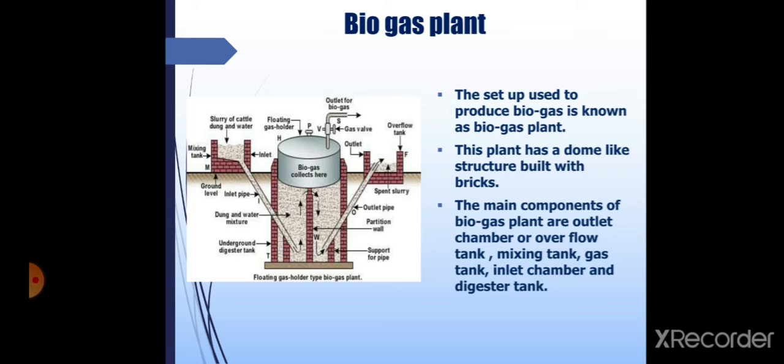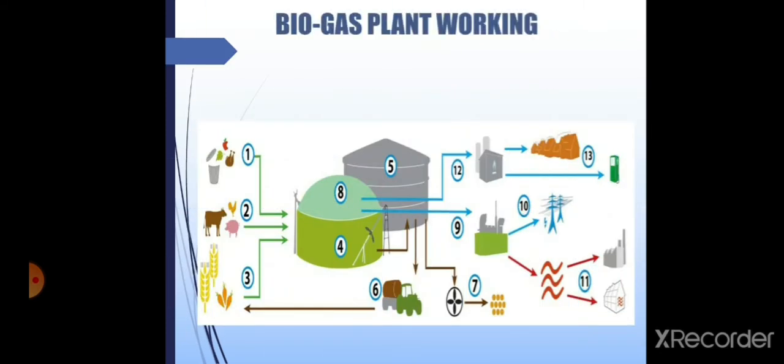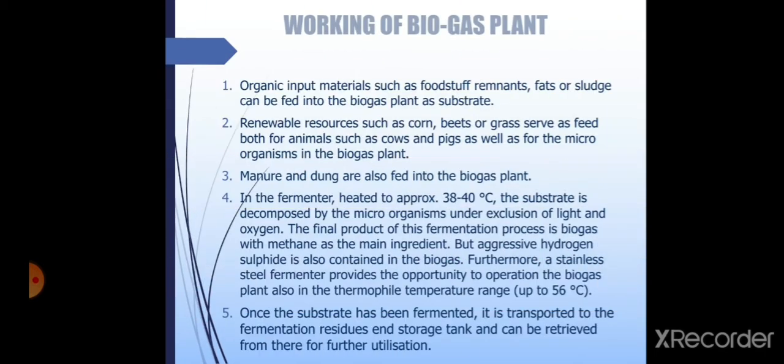Okay, see, this is the biogas plant working basically. Working can be explained as follows. Organic input materials such as foodstuff, remnants, fats, and sludge can be fed into the biogas plant as substrate. Second, renewable sources such as corn, beets, or grass serve as food both for animals such as cow and pig as well as for the microorganisms in the biogas plant. Third, manure and dung are also fed into the biogas plant. So these were the components which are fed into the biogas plant, and then the process occurs.